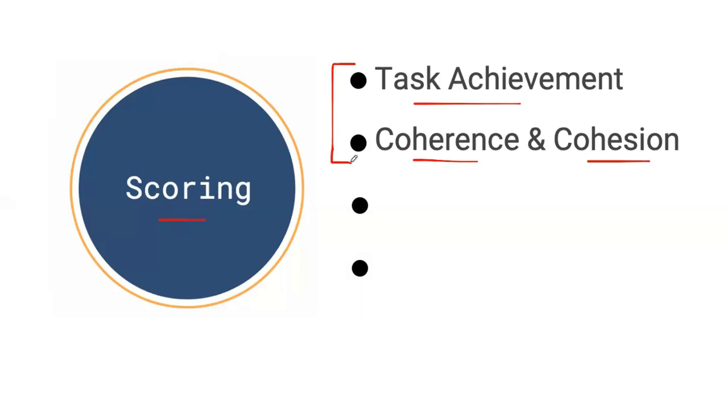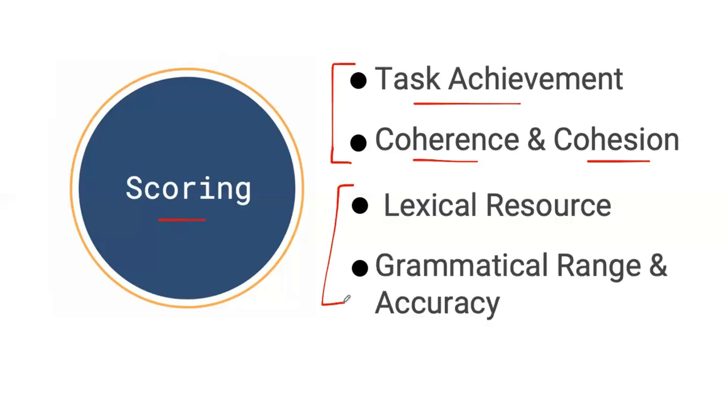The third and fourth points are points that go together and they rely on your outside knowledge. This includes lexical resource and your grammatical range and accuracy. Basically, your lexical resource will include all of your vocabulary that you choose to use, your synonyms, phrasal verbs, idioms, collocations. You want to make sure that your essay is virtually error-free.